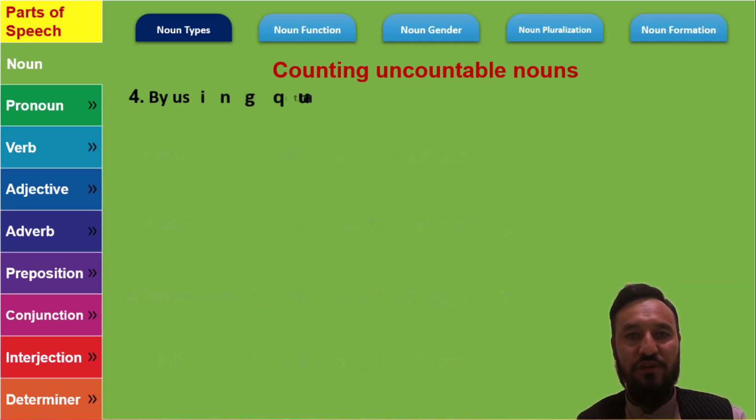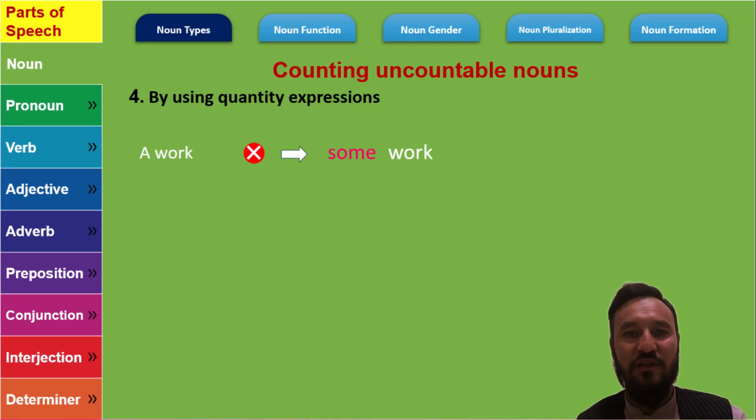Finally, quantity expressions can also be used to make uncountable nouns function more like countable ones. While they do not create individual countable items in the same way containers or partitives do, they allow us to quantify the uncountable nouns. For example, instead of the incorrect a work, you should say some work. Some is a quantity expression indicating an unspecified amount of work. Instead of the incorrect a patience, you should say a lot of patience. A lot of is a quantity expression indicating a large degree of patience.